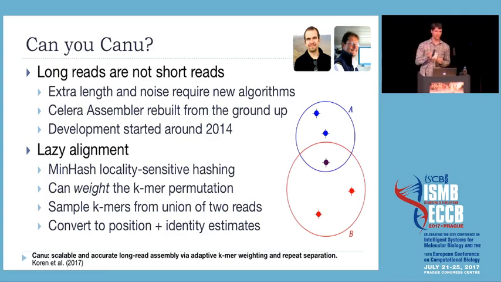If you see a repetitive k-mer, you can make the hash value give it a slightly higher value. And so this will weight your preference to prefer unique sequence away from repetitive sequence. And when you're doing hash table lookups, that's important to avoid these repeats that occur everywhere. And then you sample the k-mers from the union of these reads, and you can convert these samplings to both position and identity estimates to figure out the overlaps between two of these long reads.